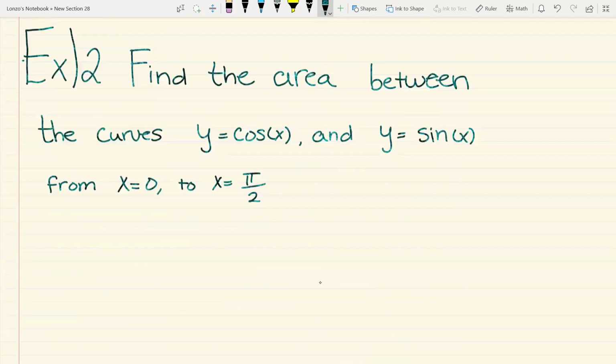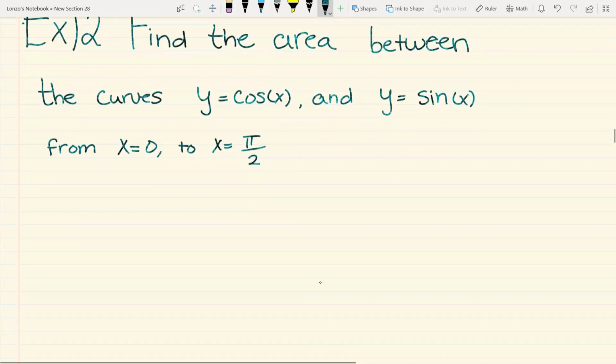So example 2 says, find the area between the curves y equals cosine x and y equals sine of x from the x value 0 to pi halves. Okay, so we can only go from 0 to pi halves, but I'm still gonna find the x coordinates because there might be an extra x coordinate that we need to use.